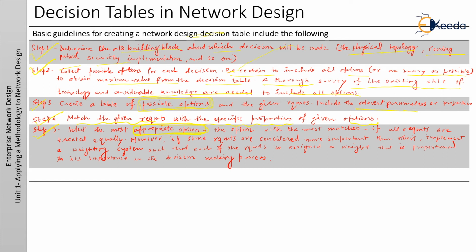It is based on previous experience. The option with the most matches is chosen if all requirements are treated equally. However, if some requirements are considered more important than others, implement a weighting system. Okay, the weighting system means we are giving weight to a particular parameter. On the basis of these weights we are able to select a particular option, such that each requirement is assigned a weight that is proportional to its importance in the decision making process. So we will see one example of a decision table.